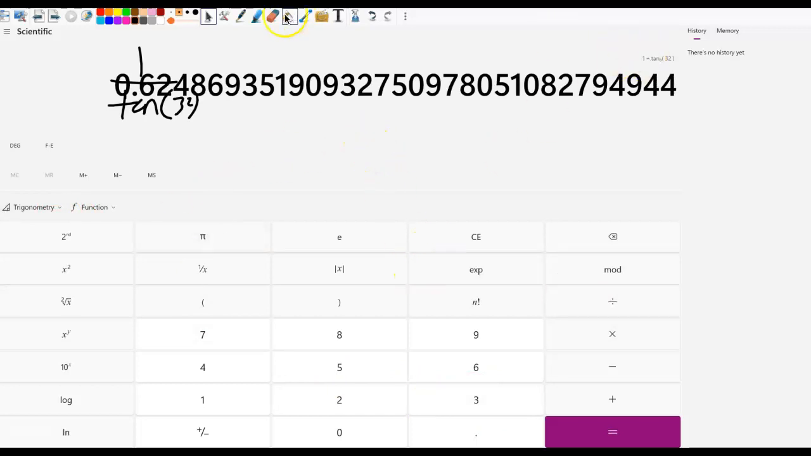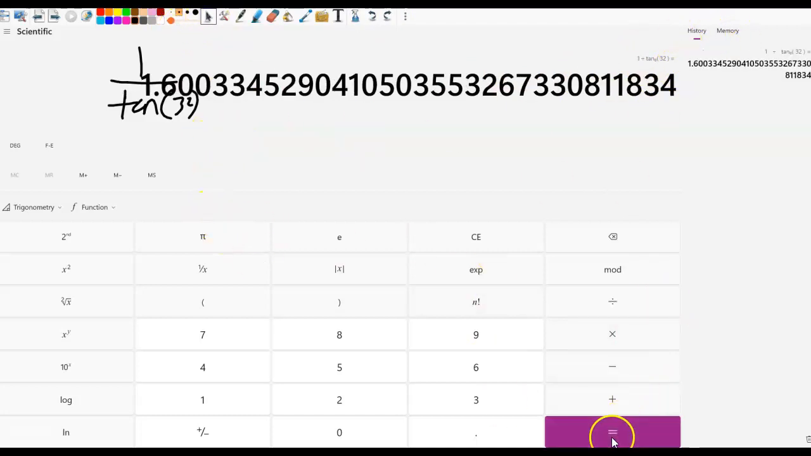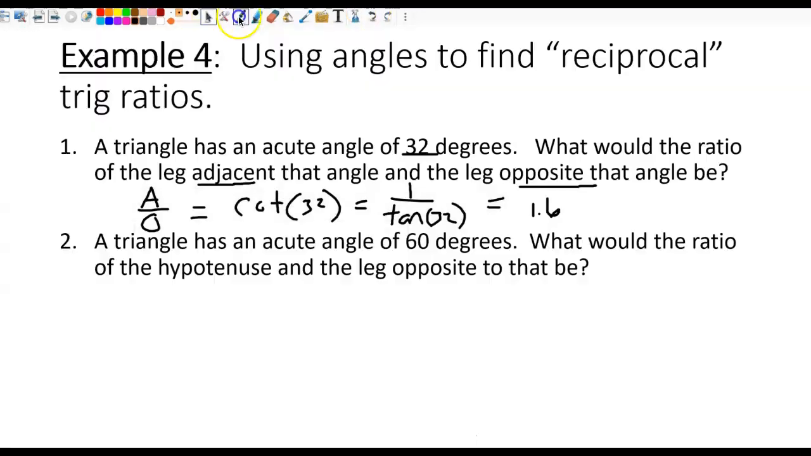And then, as you can see up here, it's holding the formula for me. So this is 1 divided by tangent. That's the reciprocal of tangent. And then I have to actually push equals to do the division. So equals, and there's my answer. 1 over tangent of 32 is about 1.6, is the estimate. So let's put that down as our answer on number 1. So 1.6 is the answer there.